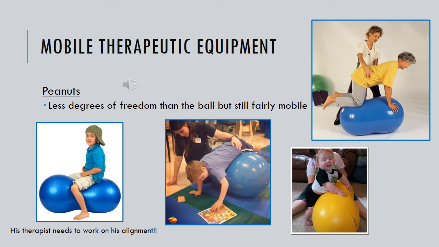A peanut has less degrees of freedom than a physio ball, but is still a pretty mobile piece of therapeutic equipment. You can see in the pictures below some of the use of a peanut that you might do during therapy. You might choose to have a child sitting on a peanut, either straddling or sitting in another orientation. Children can be positioned in prone on a peanut, in quadruped, thinking about working stability of different muscle groups.